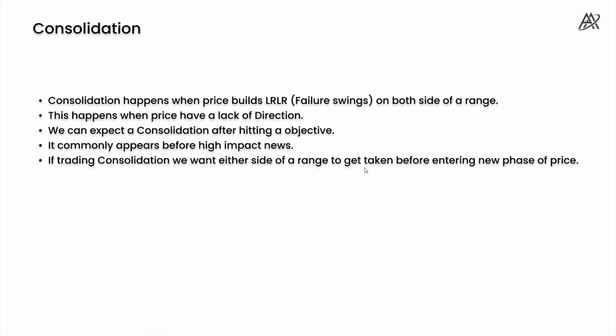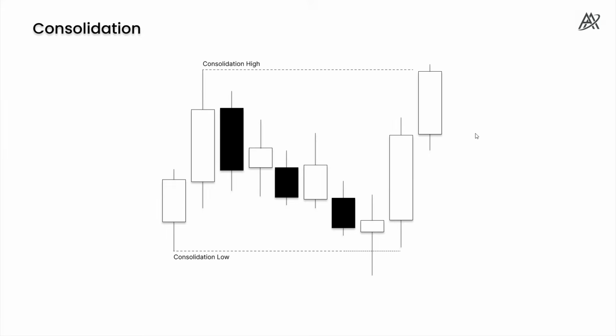Okay. If trading consolidation, we want either side of a range to get taken before entering a new phase of price. In simple meaning, you are not going to trade away from failure swings, right? If you want to trade a consolidation paired with an expansion, right? So you want that external high or low to get taken first before entering any trades.